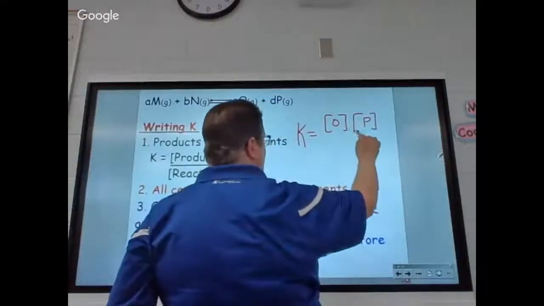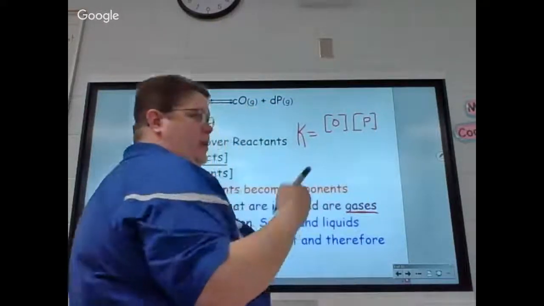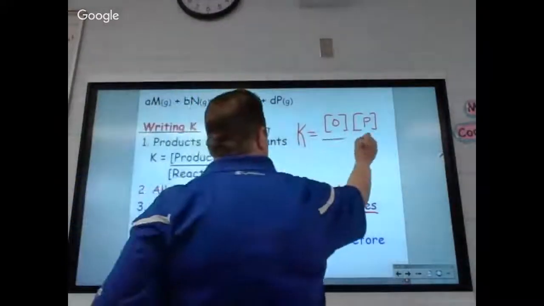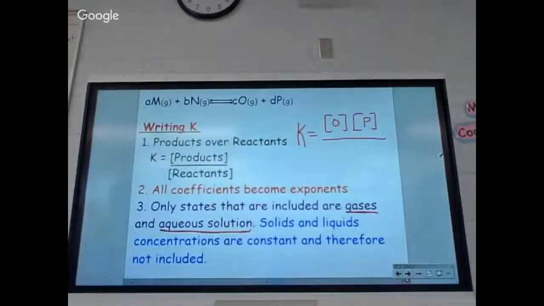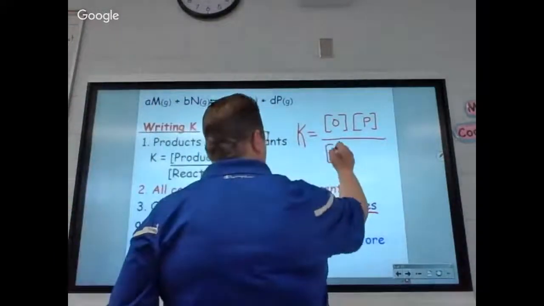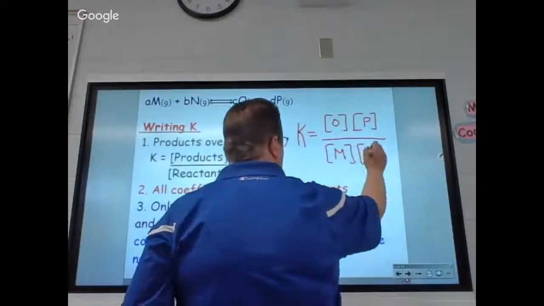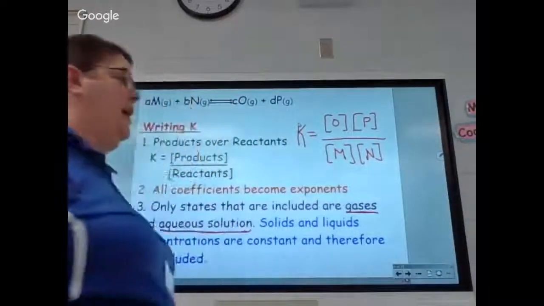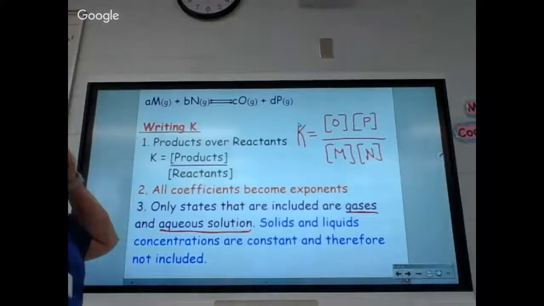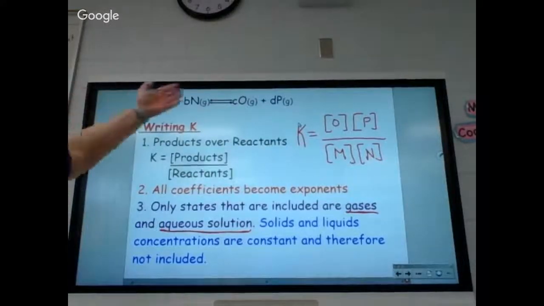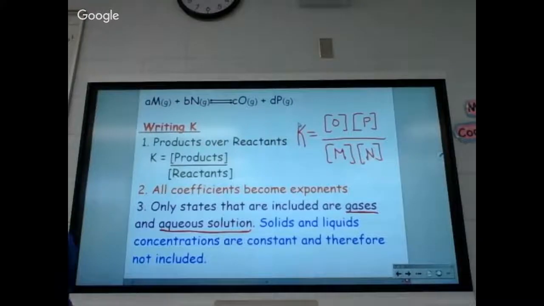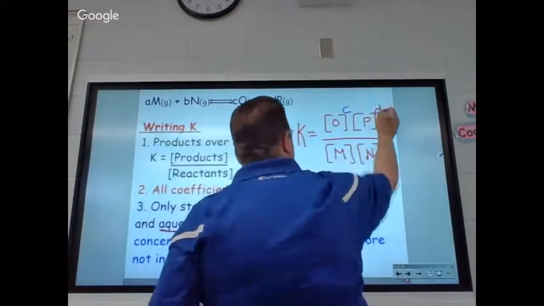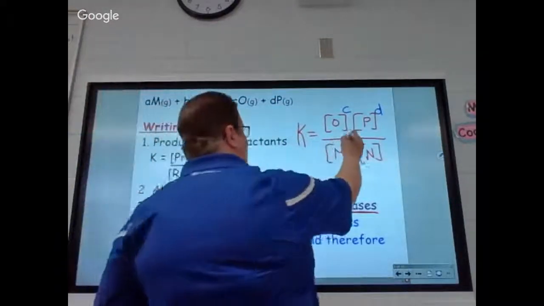The brackets stand for concentration, and they'll have the numbers in them. They're separate. Each compound gets their own brackets. Divided by, what are my reactants? M and N. Now, step number 2: raise them to the exponents if they have coefficients. All of these have coefficients. So what coefficient is in front of O? What coefficient is in front of P? What's in front of the M? And what's in front of N?